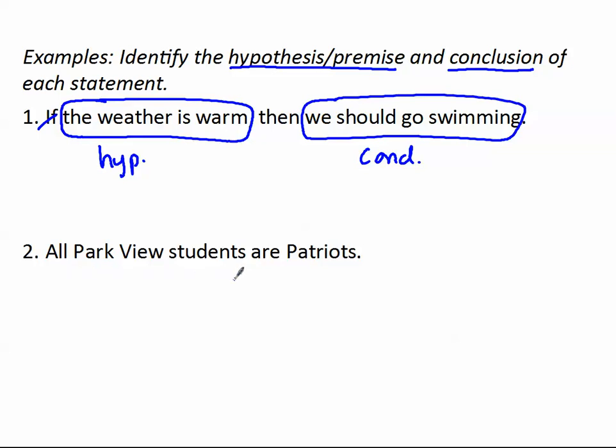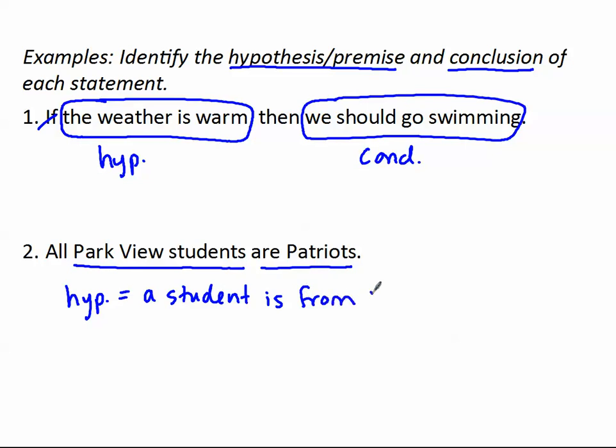If it's not in an if-then form, it's a little bit trickier. All Parkview students are patriots. This is an assumption that a student is from Parkview. So the hypothesis being that a student is from Parkview, we would assume that to be true. If a student is from Parkview, then what has to be true about that student? The student is a patriot. So this is a little bit different. Here, we might need to write out the hypothesis or the premise is that a student is from Parkview, and then the conclusion being the student is a patriot.